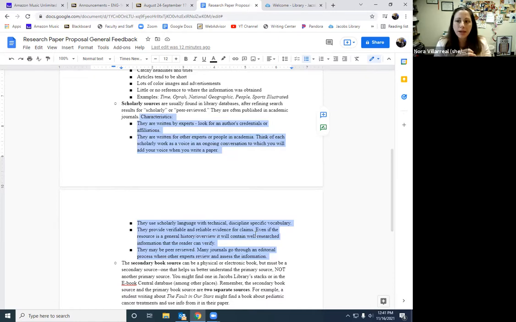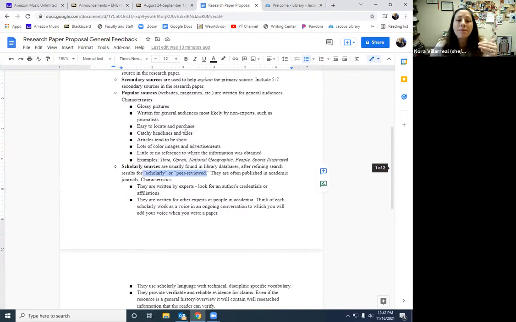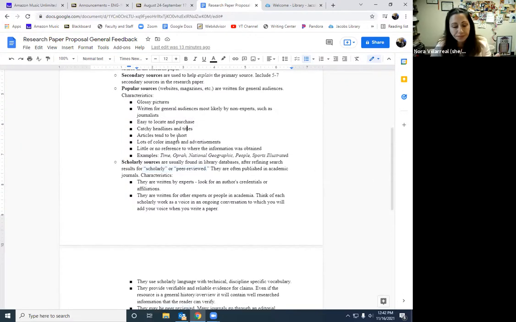So it's very common in almost every scholarly source that you're going to be seeing citations and bibliographies and references and things like that. Scholarly sources are also almost always peer reviewed. That's one of the reasons I tell you to refine your results for scholarly or peer reviewed, because what that means is that scholarly sources go through a very rigorous and extensive publication process that many popular sources do not.